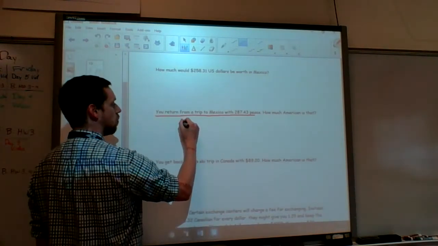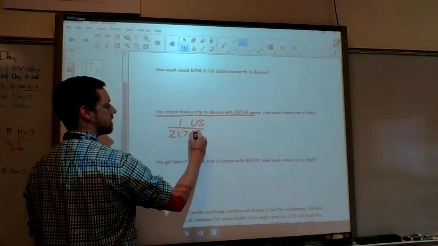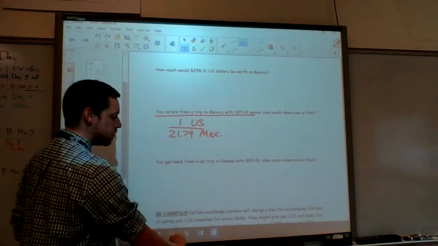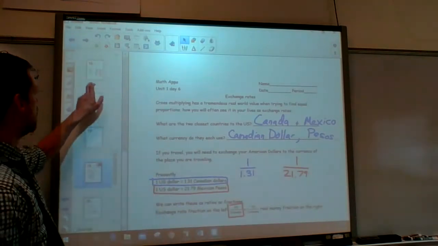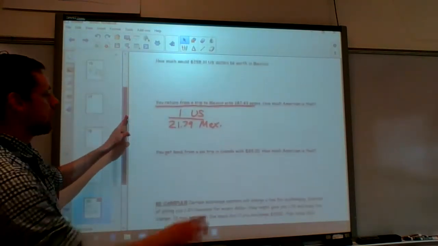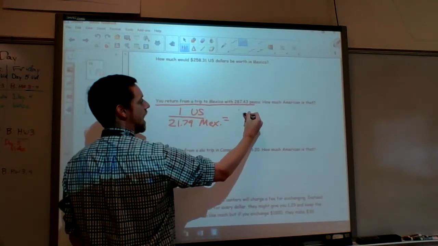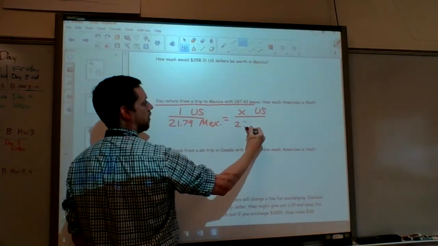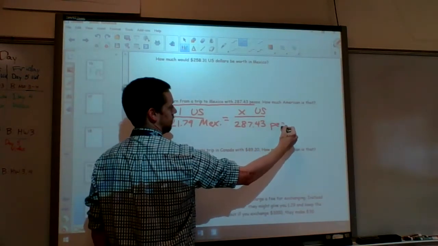So I'm still going to do 1 US dollar is 21.79 Mexican pesos. If you don't remember the exchange rates, just go back a page. They're there for you. Okay, so 1 US is this much in Mexico. So how many US dollars do I get if I brought home 287.43 pesos?